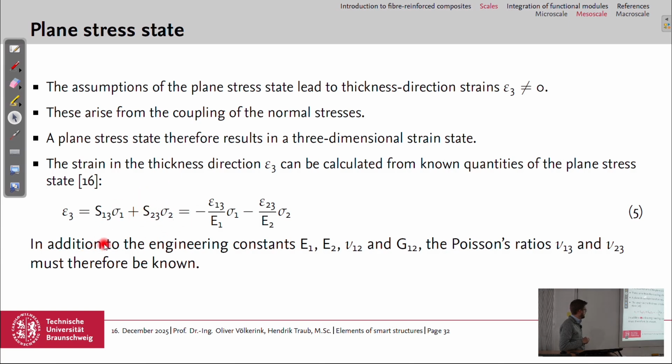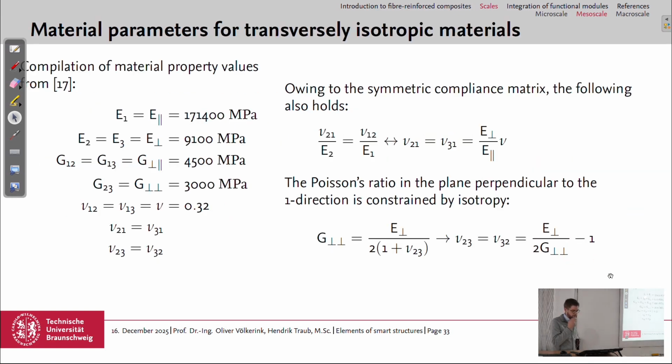afterwards with these equations. And we need, in terms of engineering constants, the modulus in 1 and 2 direction, Poisson's ratio, and also the shear modulus and the out-of-plane Poisson's ratios for this. So this would be a description of, again, the 8552 IM7 material for plane stress conditions.